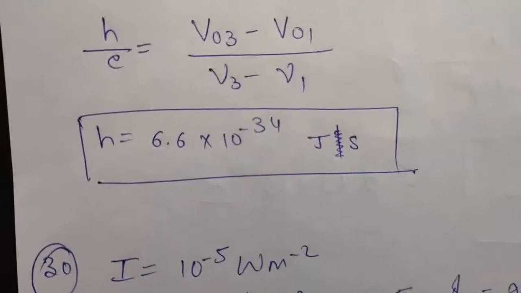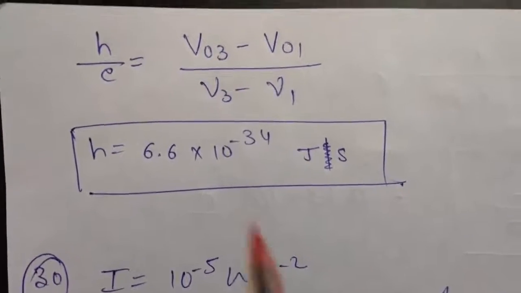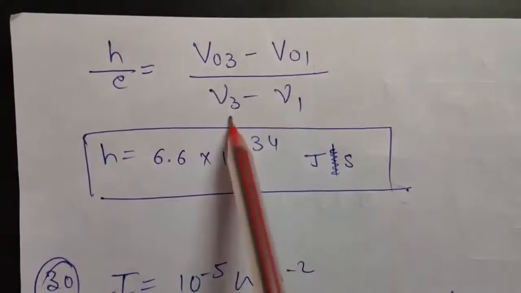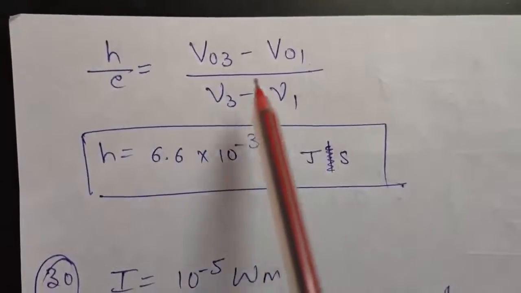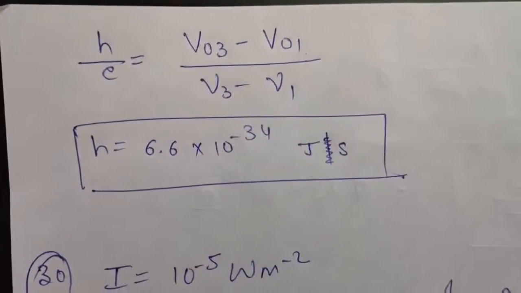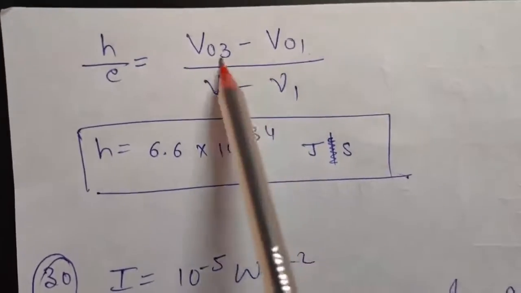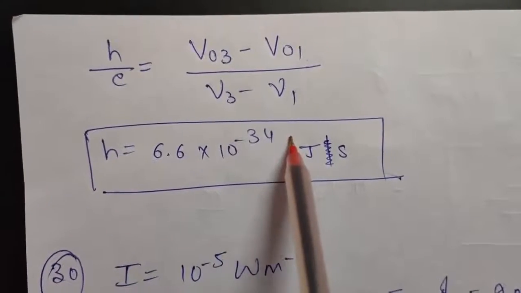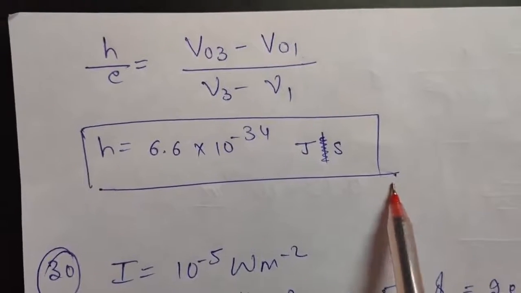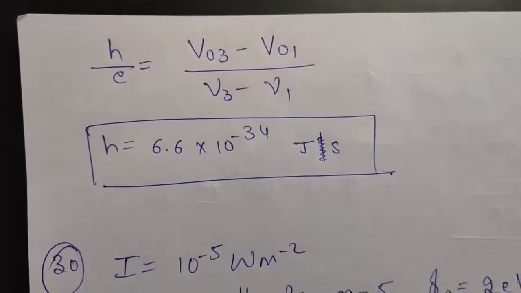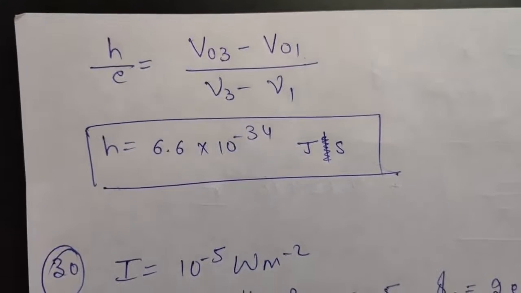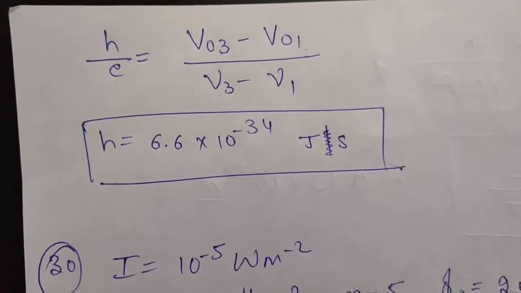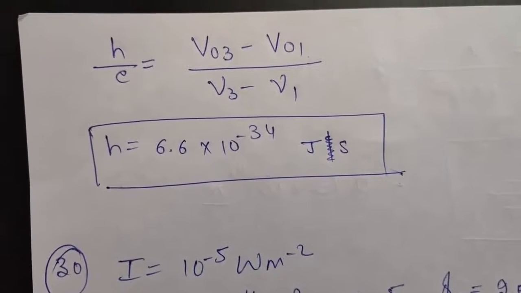So now if I choose any two values to calculate the slope, that is y2 minus y1, that is V03 minus V01, upon x2 minus x1, that is nu3 minus nu1, because I am choosing 3 and 1. You can choose 4 and 1 as well. Okay, so now you know all these values. You know e. From here h will come to be 6.6 into 10 to the power minus 34 joule second. Okay, and to calculate the work function, you know nu naught, so you can easily calculate phi naught, that will be h nu naught, that will come to be 2 electron volts. Okay, so this is how you have to perform this question number 28.